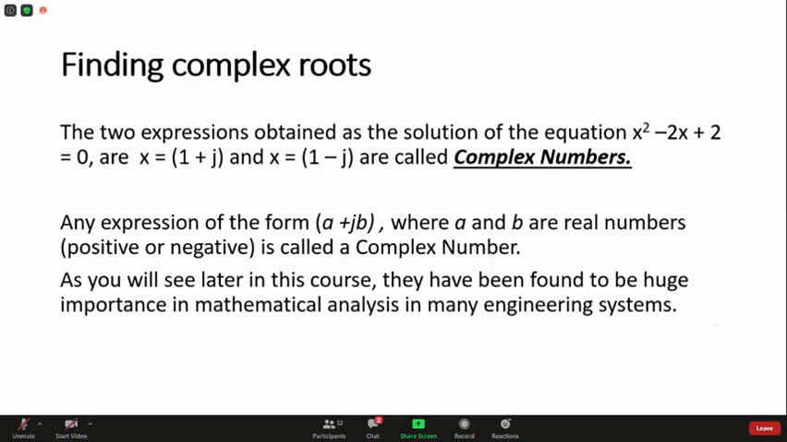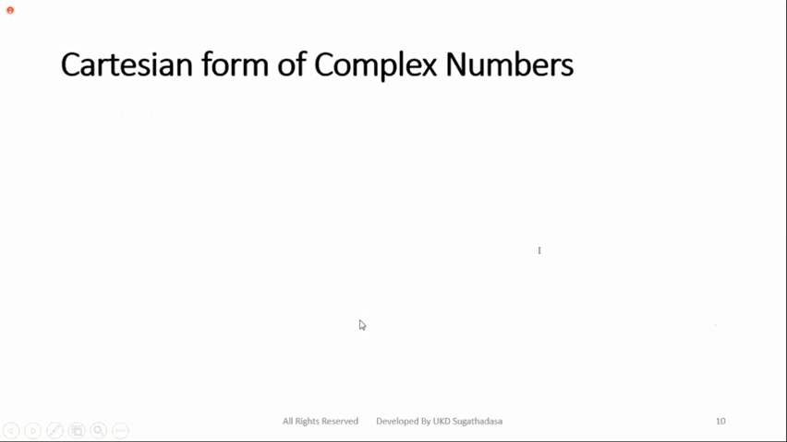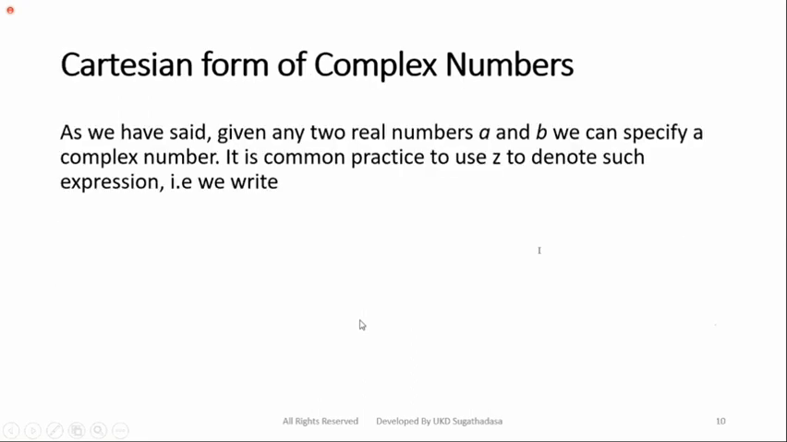As you will see later in this course, they have been found to be of huge importance in mathematical analysis in many engineering systems, particularly the alternating current theories in engineering. Complex numbers are heavily involved. In ICT also, there are so many areas where complex numbers apply. Now go to the general form, which is called the Cartesian form of the complex numbers.